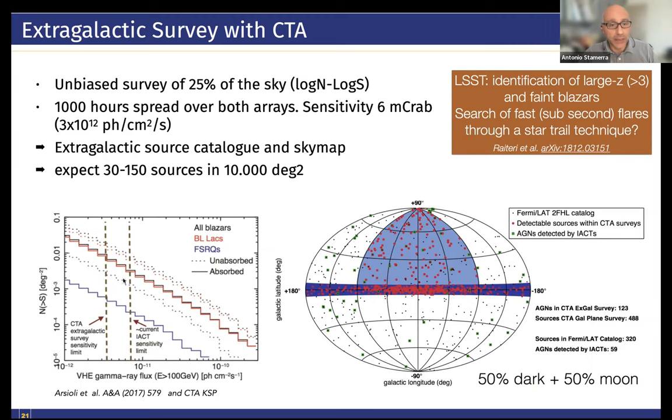And what would we expect, looking at the log N, log S that we know on blazars, AGNs, and specifically BL Lacs and flat spectrum radio quasars? As you can see in the plot at the bottom, as a function of the gamma ray flux at very high energy, you get the log N, log S, the number of sources that you expect. And from this very first, rough estimation, you expect something like 100 new sources in this region.